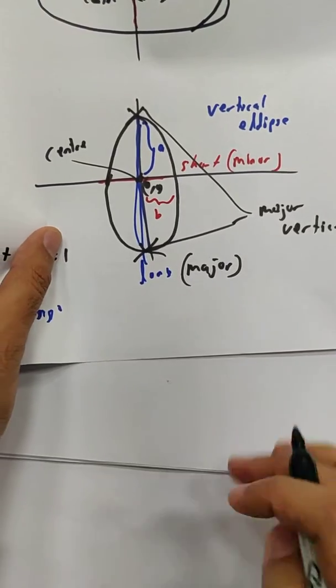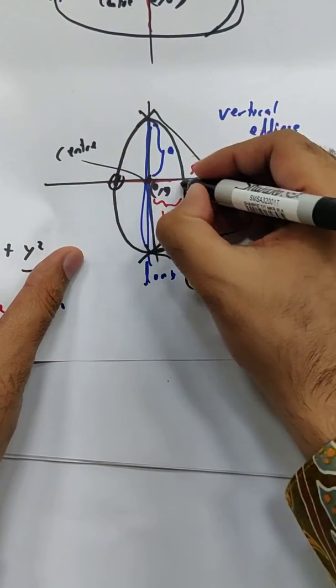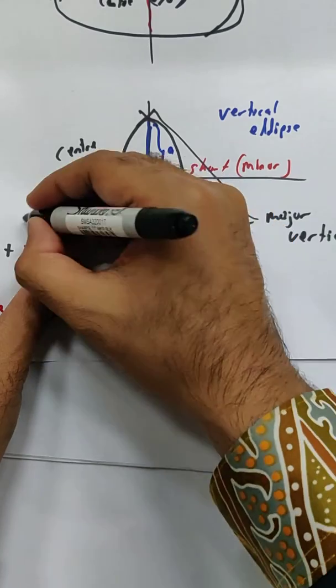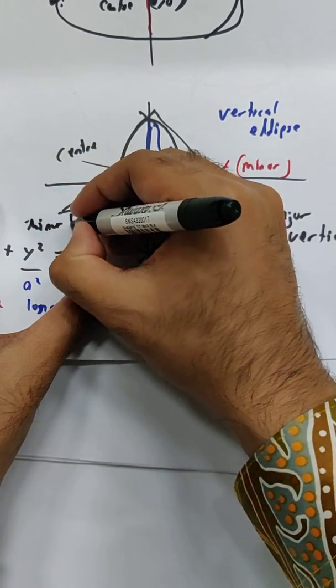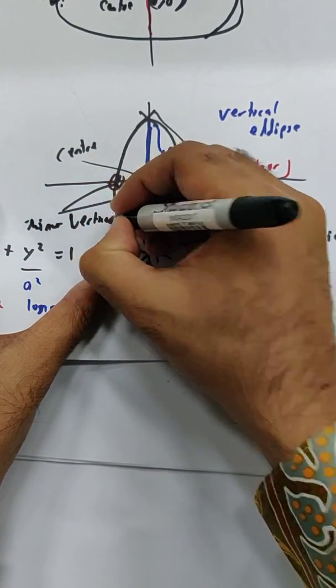Where's the minor vertices? Over here. Are you okay?